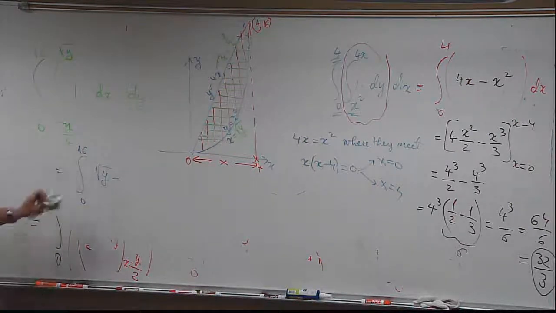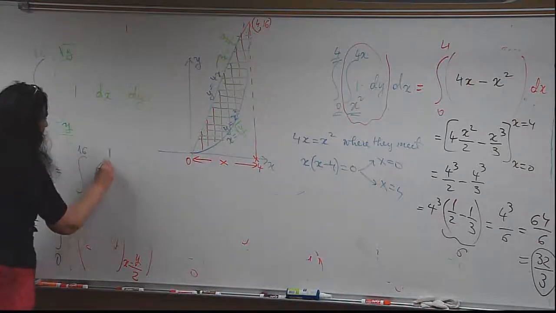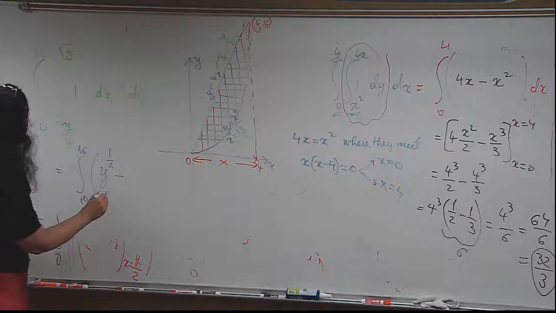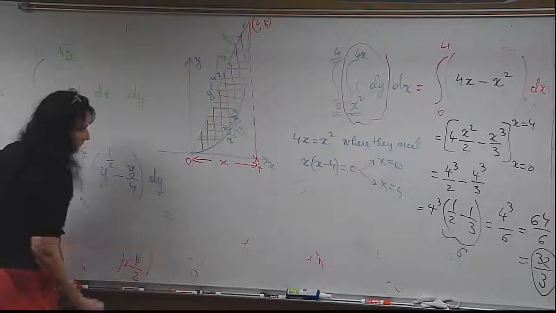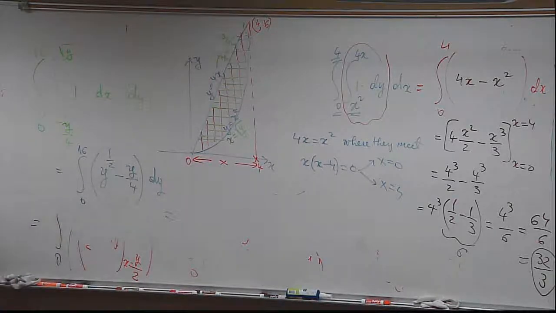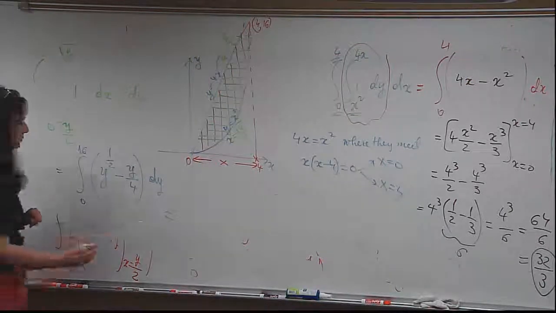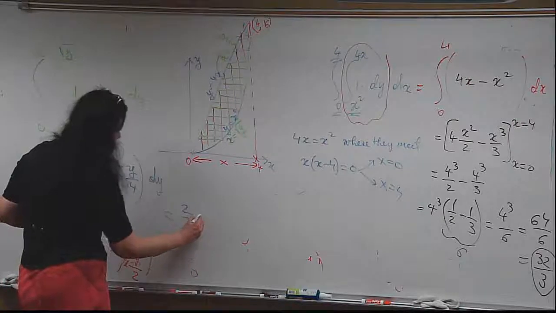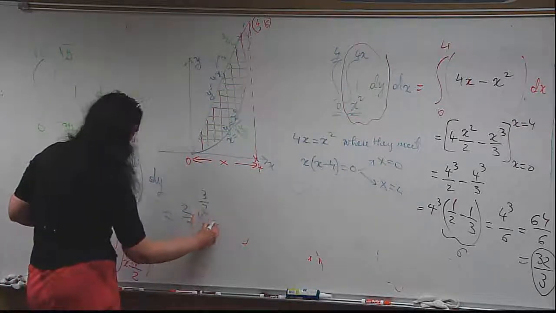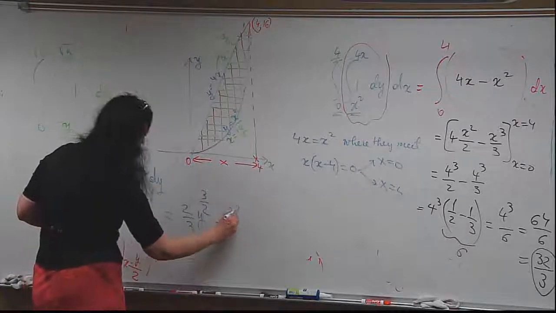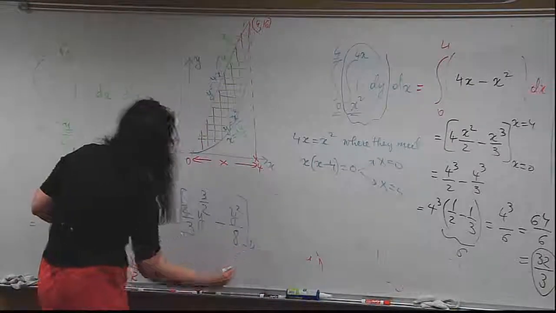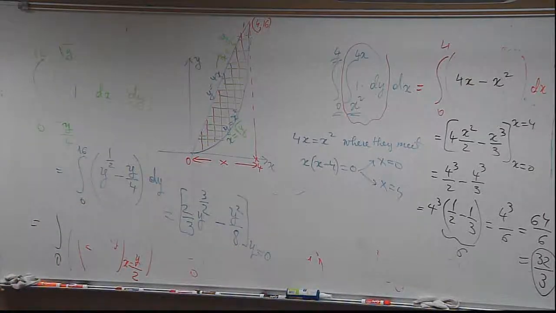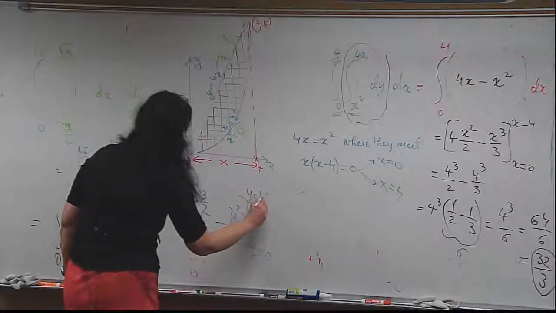What is root y? y to the 1/2. I need to integrate, so I need it minus y over 4, dy. Can you help me integrate? 2/3 y to the 3/2 minus y squared over 8. At y equals 0 on the bottom, piece of cake, that will give me 0. I'm so happy. And y equals 16 on top.